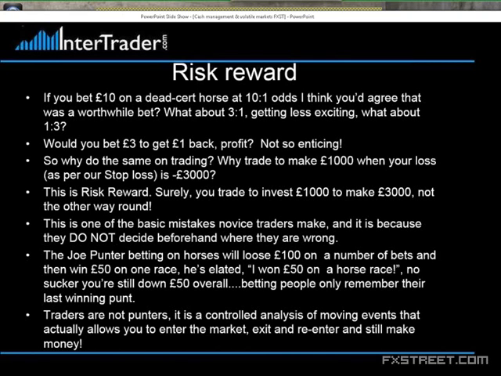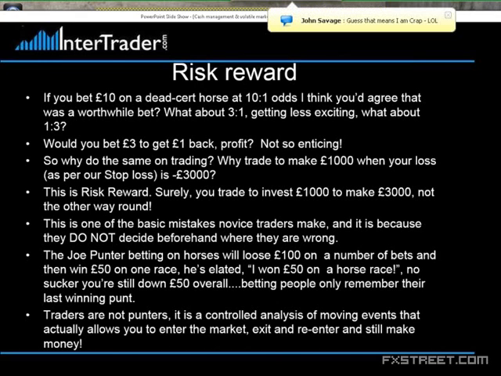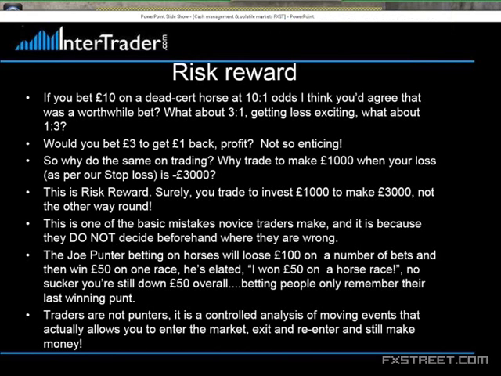Would you put £1,000 on with a stop loss of £3,000 if you're only trying to make £1,000? You're putting your trade on, you're trying to make £1,000. Would you put your stop loss or get out at £3,000? No, you wouldn't. You're looking for that to be the other way around. Surely you want to invest £1,000 to make £3,000, or use the right kind of ratio, the right kind of stake, so that you're going to make £3,000 on your trade based upon your stake rather than lose £1,000.